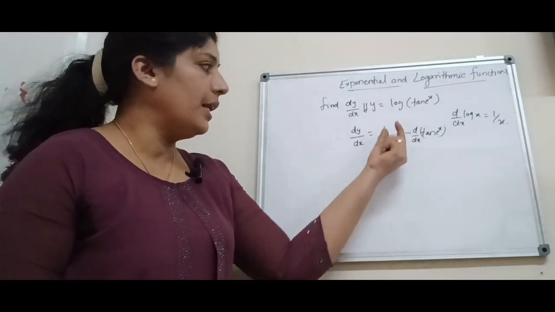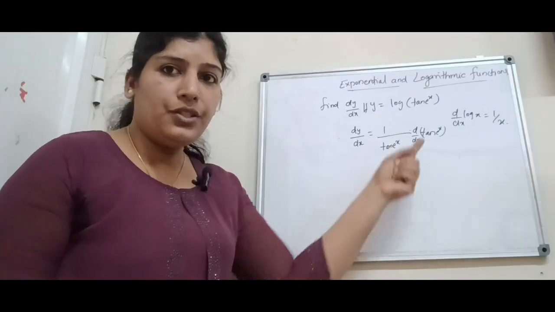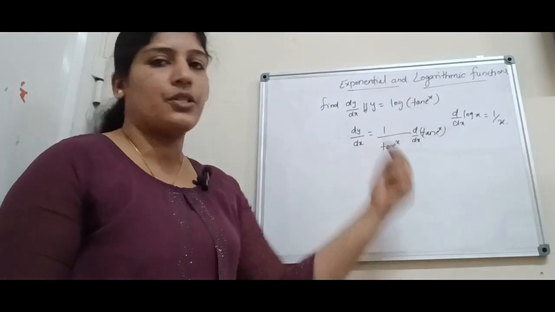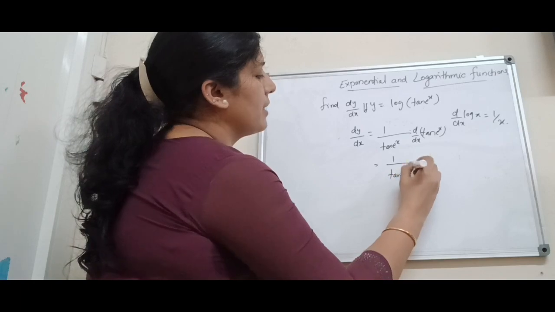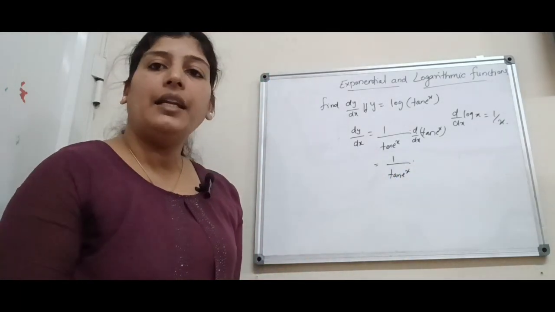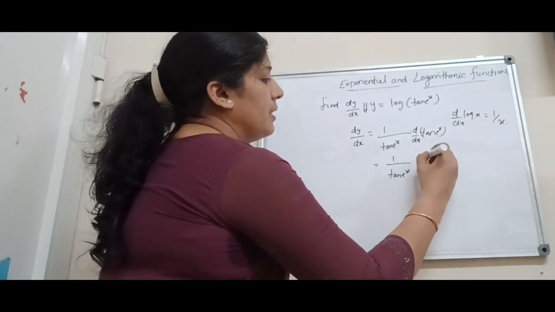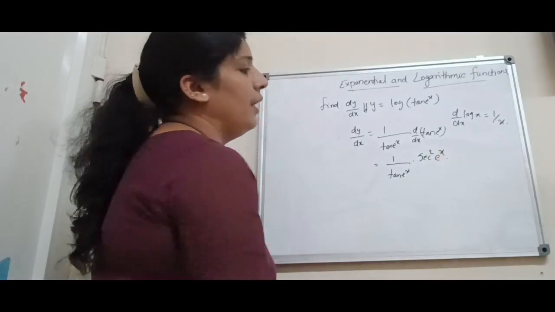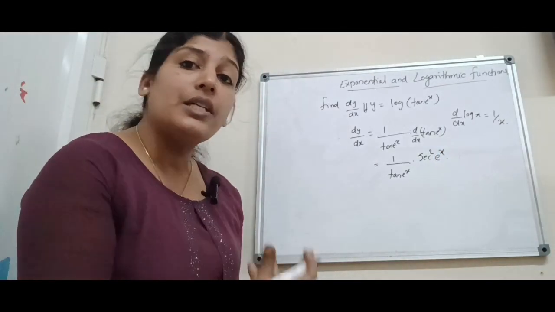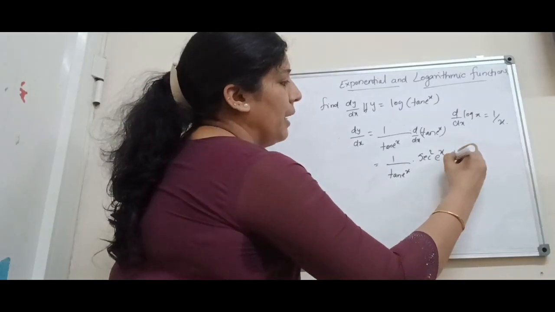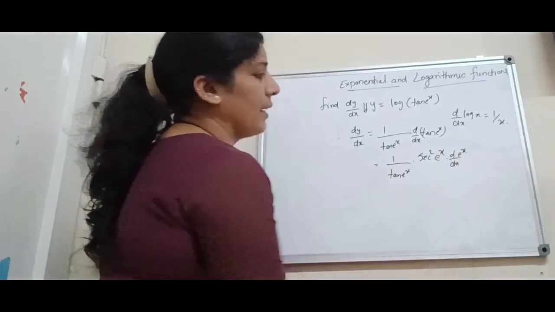The derivative will be 1 by tan e raised to x into d by dx of tan e raised to x. That is equal to 1 by tan e raised to x into d by dx of tan e raised to x. That is sec square e raised to x into, then next we can consider d by dx of e raised to x also. That is d by dx of e raised to x.